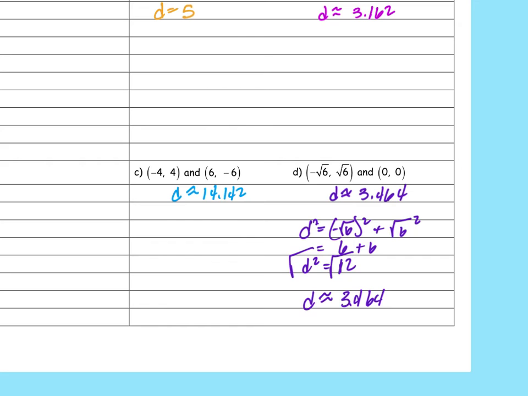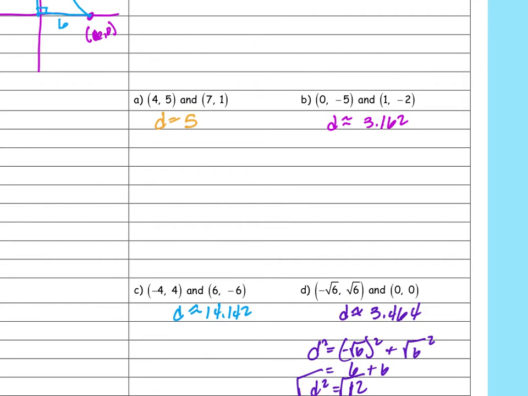Can I do A? Of course I can. So for A, D squared, the distance between 4 and 7 is 3 squared. Okay? And the distance between 5 and 1 is 4 squared. Does that make sense? Because 4 minus 7 or 7 minus 4, it doesn't matter, is 3. And the distance between 5 and 1 is 4. So 3 squared plus 4 squared is 9 plus 16, which is 25. Square root.